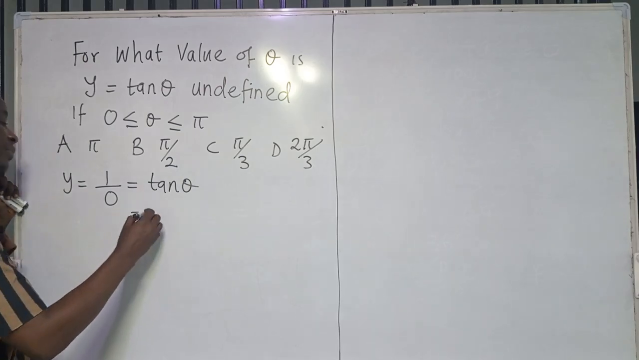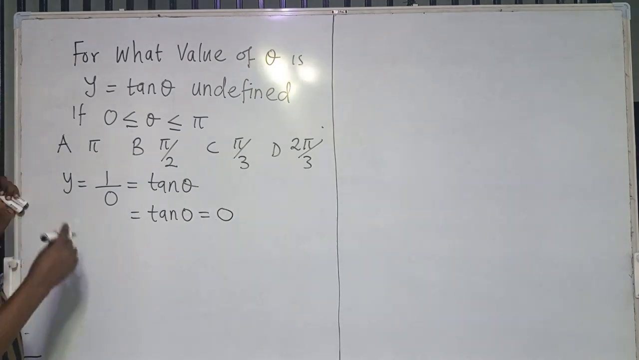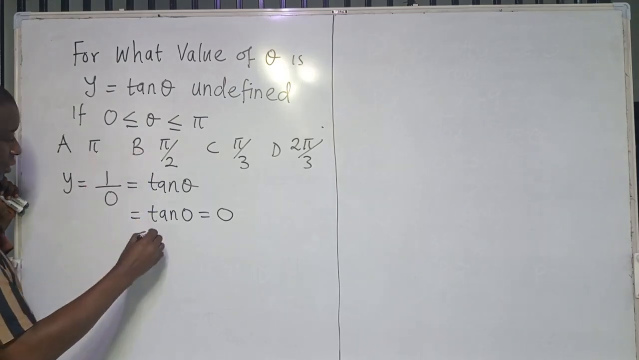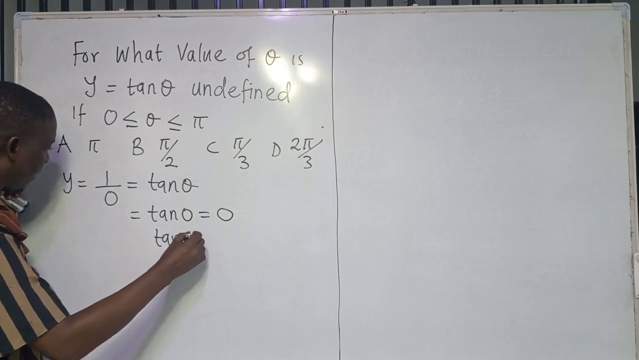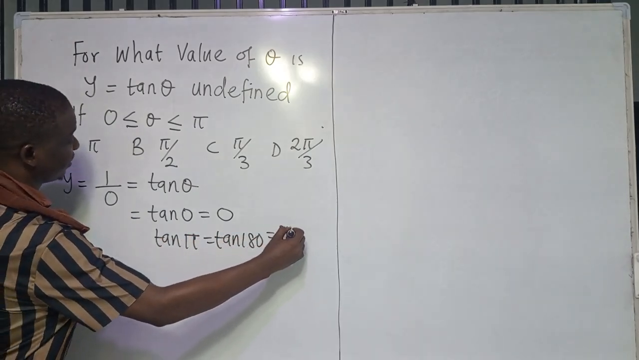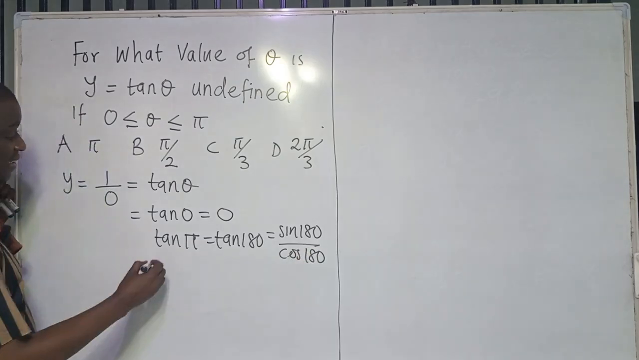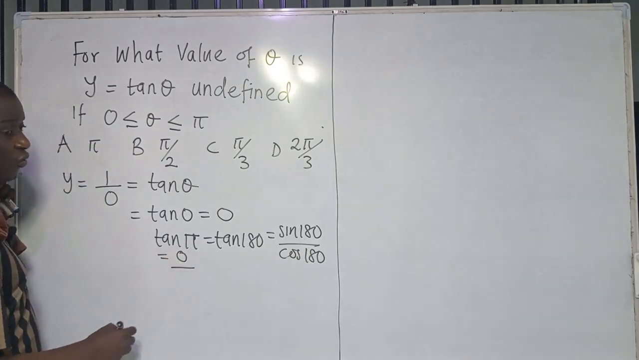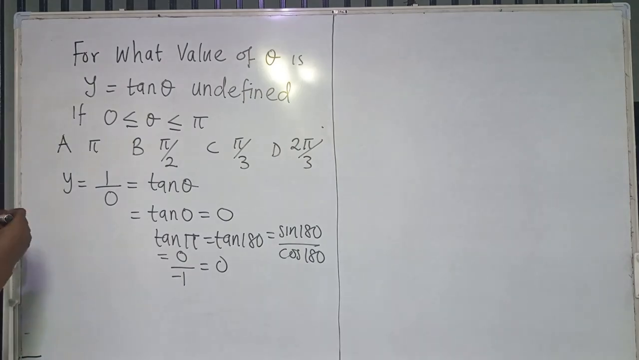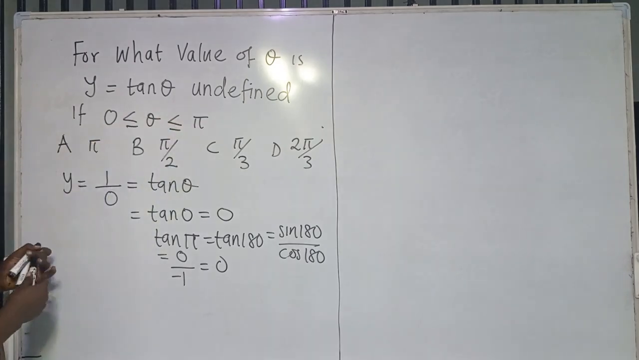Now, if you check, tan 0 is 0. Then let's take tan 180, which is tan pi. Tan pi is equivalent to tan 180, which is the same thing as sine 180 over cos 180. Sine 180 is 0. Cos 180 is minus 1, which gives us 0 normally. That means 0 and pi are not the answer.